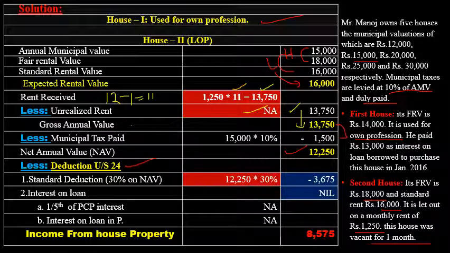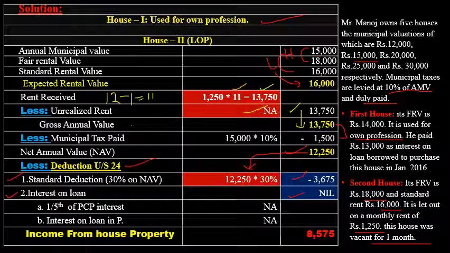Next, deduction under section 24. The first one is standard deduction and the second one is interest on loan, which is common for all let out property. So first, standard deduction, it is 30% on net annual value. So here net annual value is 12,250 into 30%. So SSC is going to get 3,675 as a standard deduction. The interest on loan is nil because no loan details are provided, no information regarding the loan. So therefore interest on loan is considered as nil.